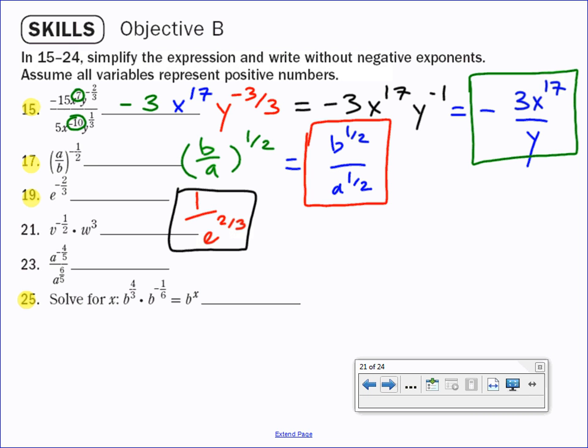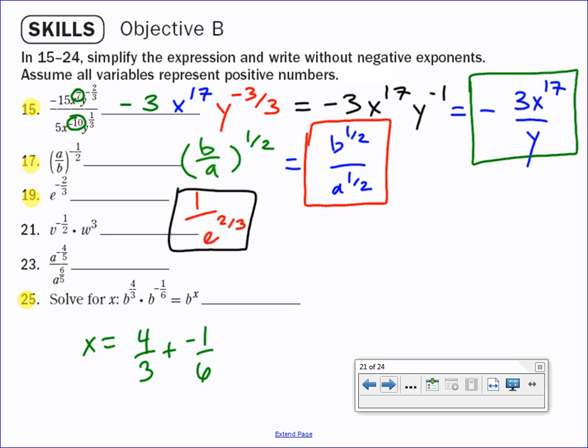And 25, solving for x, we ask ourselves, what property allows us to multiply powers with like bases? What do we do with the exponents when we multiply two powers together with like bases? What do we do with those exponents? Katie? Absolutely, we add them. And so figuring out what x is the same as adding 4/3 plus negative 1/6. So x must equal 4/3 plus a negative 1/6.